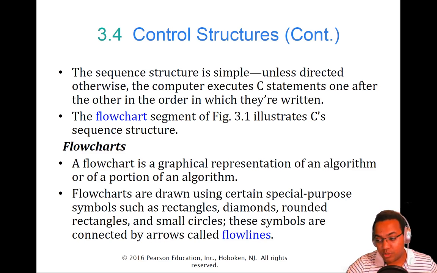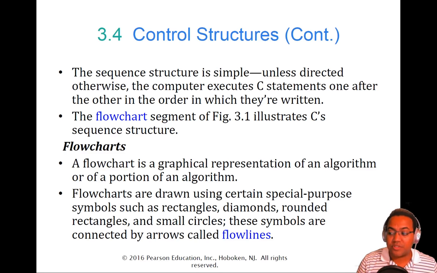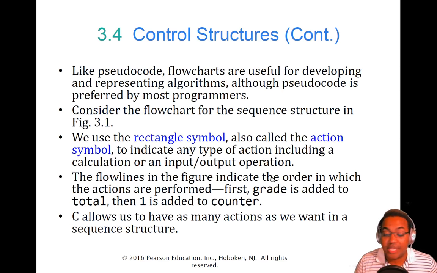And the flowchart segment illustrates the sequence structure. Now, we've already spoken in chapters 1 and 2 about the flowchart as a graphical representation of an algorithm or a portion of an algorithm, or it could be the entire program for that matter, or a business process. But understand the flowchart gives us an idea of the way that it works. Flowcharts are drawn using certain special purpose symbols such as rectangles, diamonds, and we call the arrows between each of these flow lines. Like pseudocode, flowcharts are useful for developing and representing algorithms, although pseudocode is preferred by most programmers.